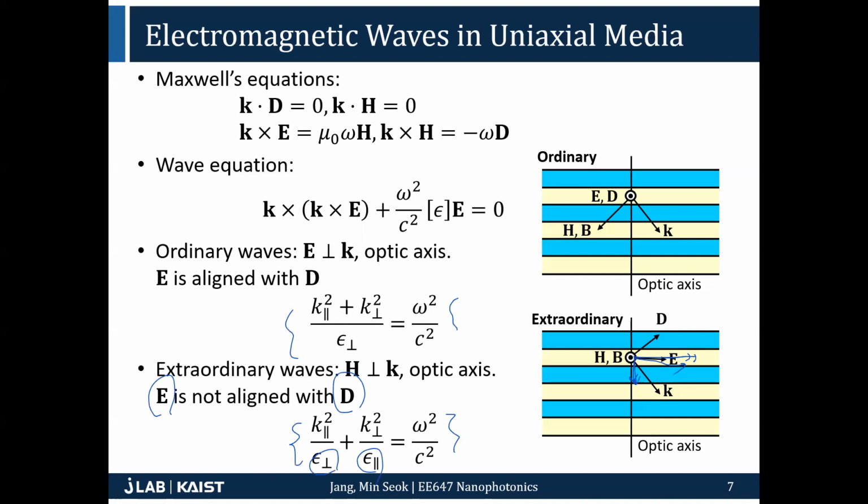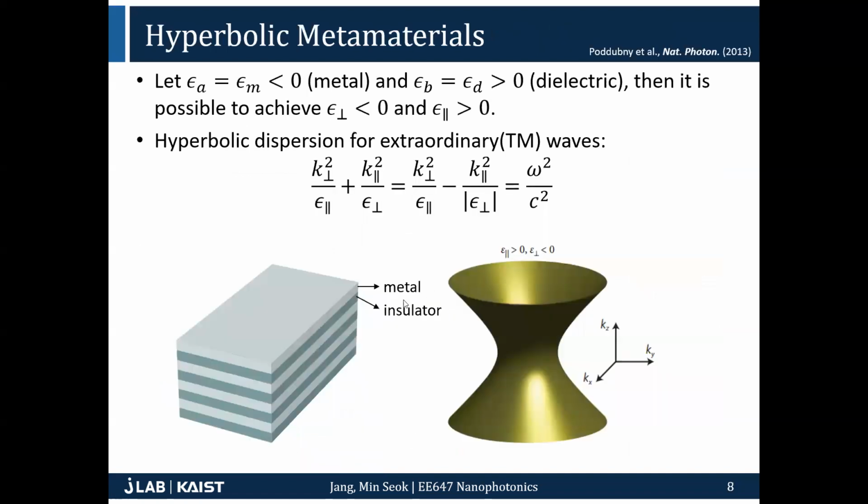And probably even so far, you don't know why this is important, right? I mean, this is strange, but why is this important? This is important because people figured out that it is actually possible to make these two components, epsilon perpendicular and epsilon parallel, have different sign, not just simply different values, but different sign, okay? And if these two have different sign, then an interesting thing happens. Like if you think about this relation.